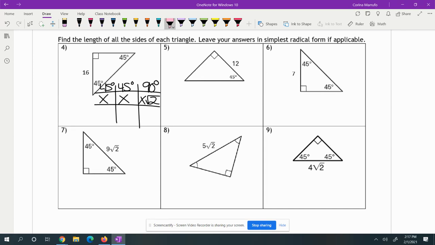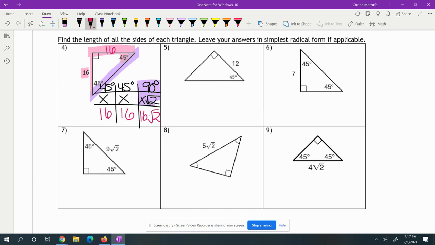Okay. Well, they give us that this side is 16. This side is across our 45-degree angle. It's one of the legs, so that means this other leg also has to be 16. So these two are 16. And then our hypotenuse, which is the longest side here, is this one right here. So we're going to go ahead and plug in 16 instead of x, and it'll be 16 times the square root of 2. That's it.